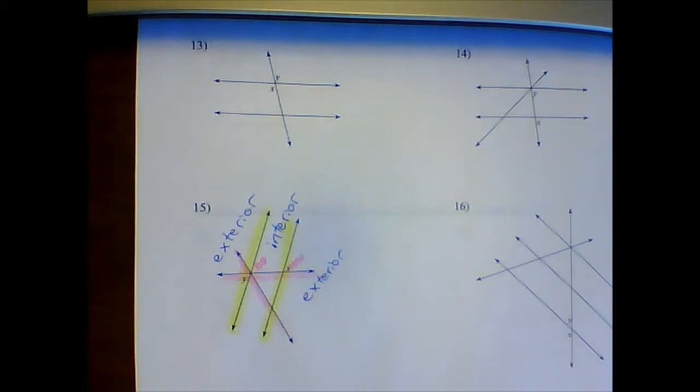One of them's inside, one of them's outside, and the reason is because they're both upper right. They are, though, going to be on the same side of the transversal, but they're not both inside and they're not both outside.